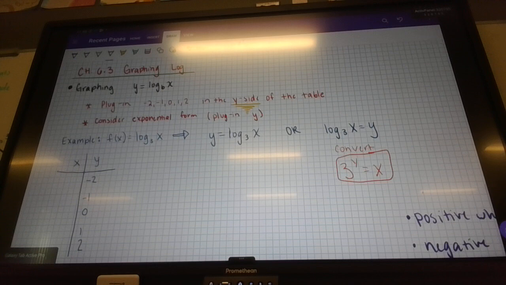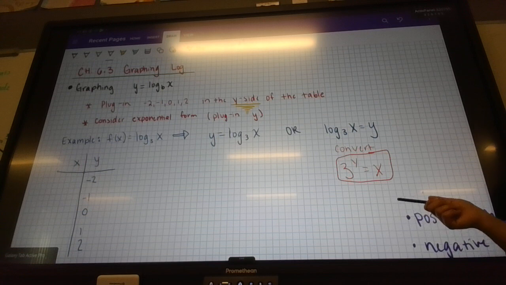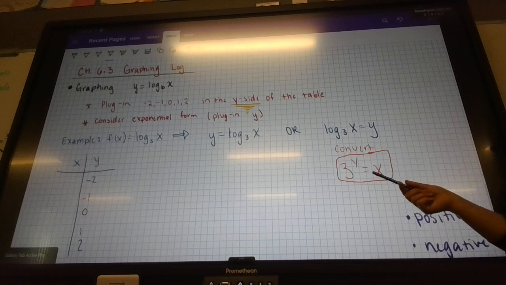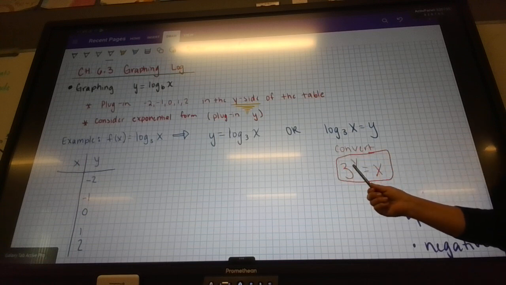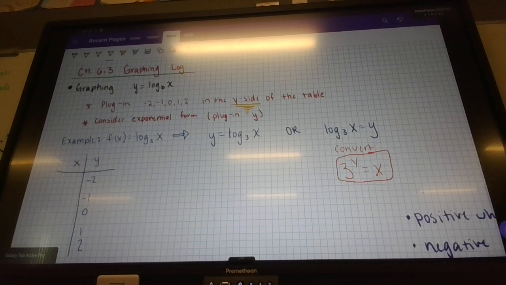So instead of trying to make a table with the log form, I'm actually going to encourage you, starting out, just to consider the exponential form. This is just one strategy. There's lots of different strategies. So what we're going to do is plug in the y spot here, and that's going to help us figure out x. So 3 to the negative 2 gives me the x value. 3 to the negative 2, Eric, you know that?